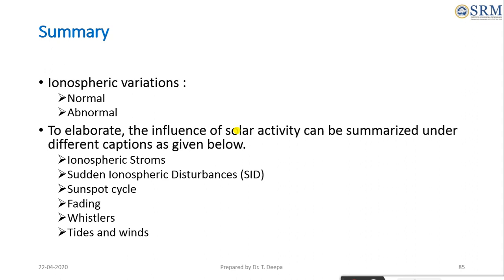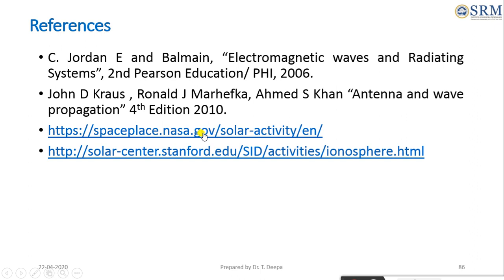So the summary of the above topic includes ionospheric variation and the ionospheric abnormalities due to the solar activity, such as sun flares, ionospheric storms, sudden ionospheric disturbance, sunspot cycle, fading, whistlers and tides, winds. These are the references followed for the ionospheric abnormalities and the impact of solar activity.